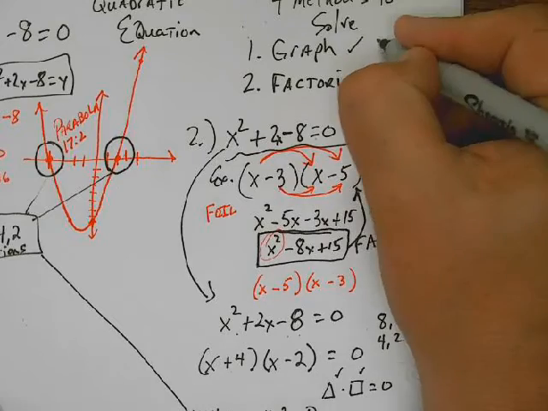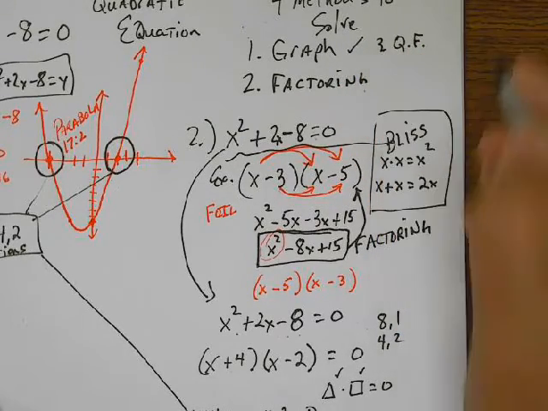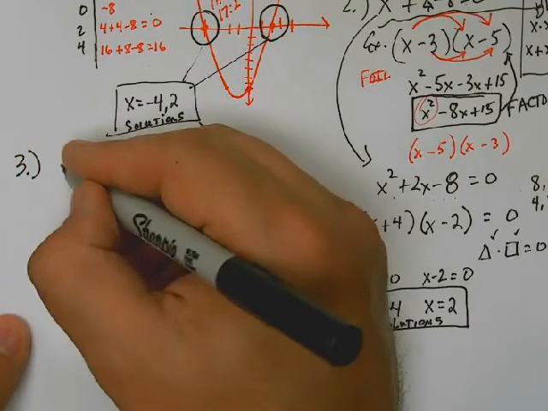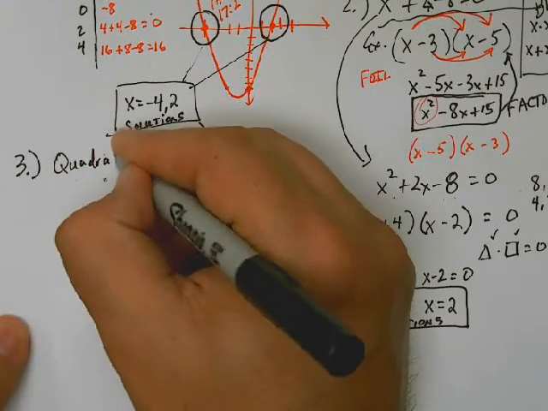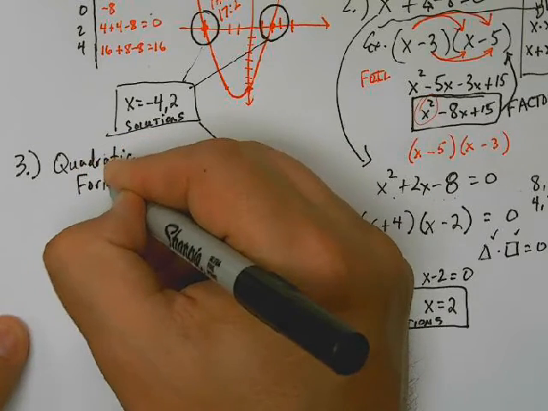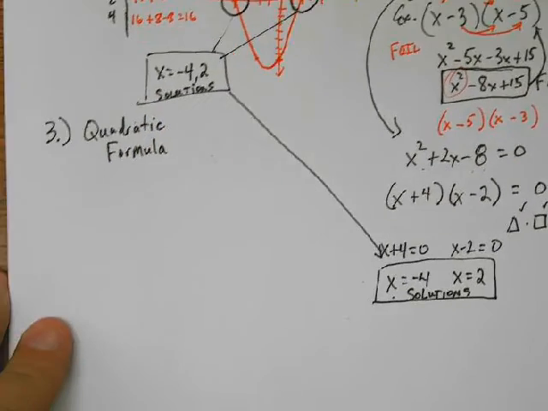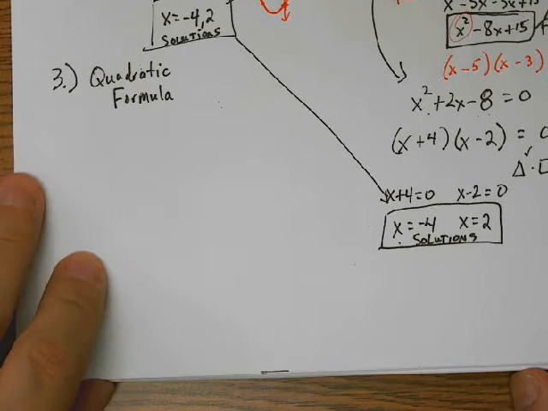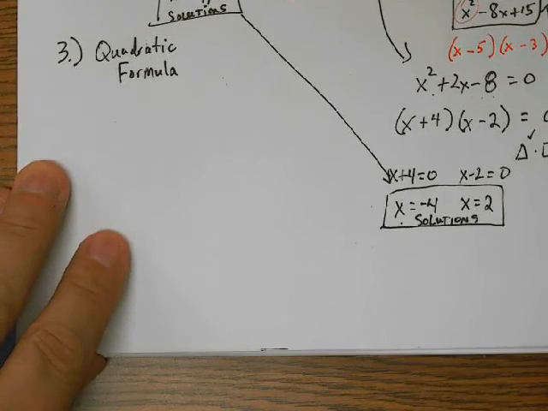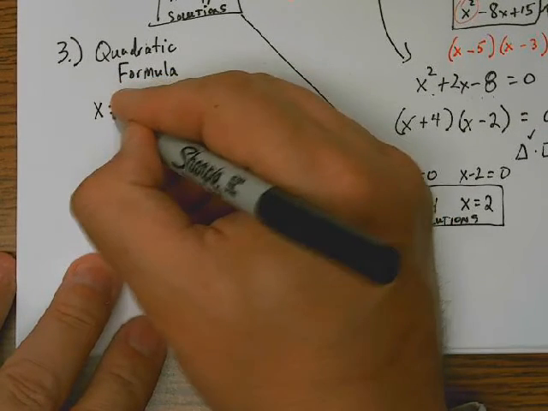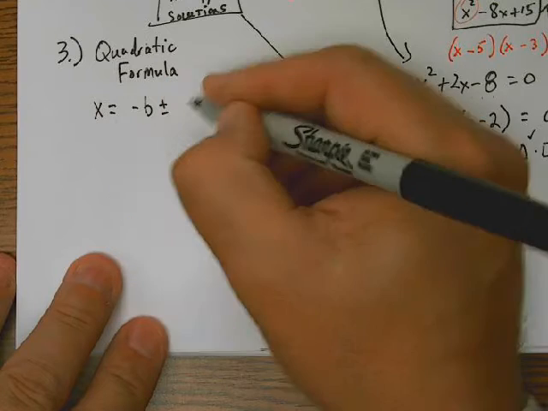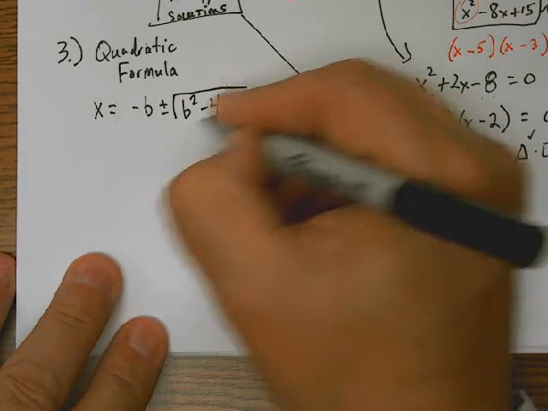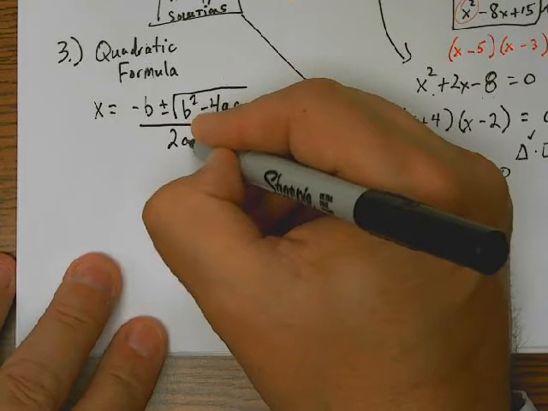Okay, let's go to our third method. Let's go back up to my list. The third method is actually called the quadratic formula. I'm abbreviating it with QF. The quadratic formula. Anybody here in class have it memorized? Anybody? Yay, nay. Nay? All right. Here's the quadratic formula. Write it down. x equals -b plus or minus the square root of b squared minus 4ac, all over 2a.